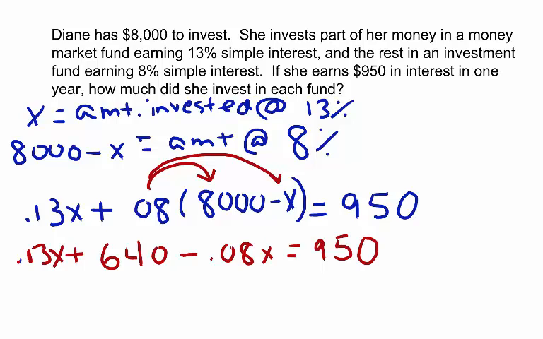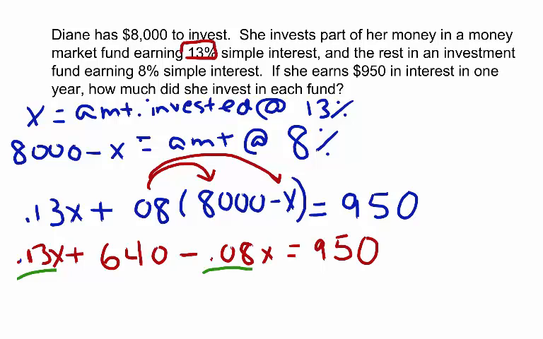Now you'll notice that when I set up the equation, I used decimals for my percentages. And that's what you'll always want to do when you're solving these types of algebra word problems involving simple interest. You may be given a percent with the percent symbol in your problem, but you want to always convert it to decimal form when you construct your equation.